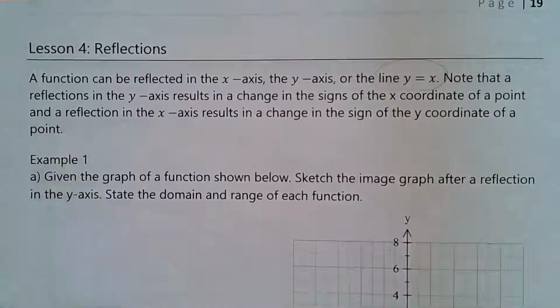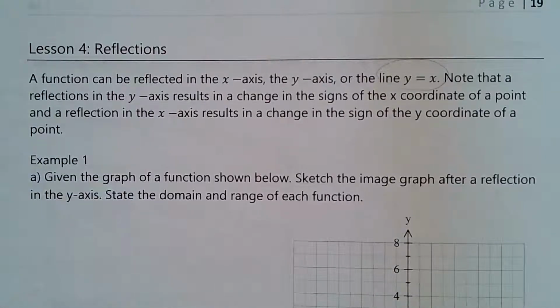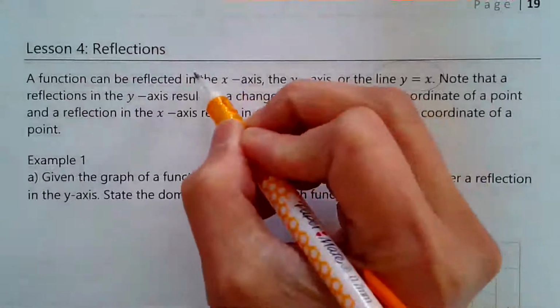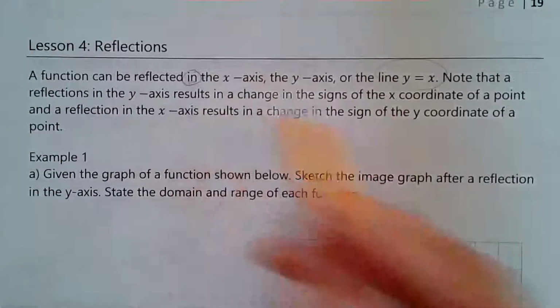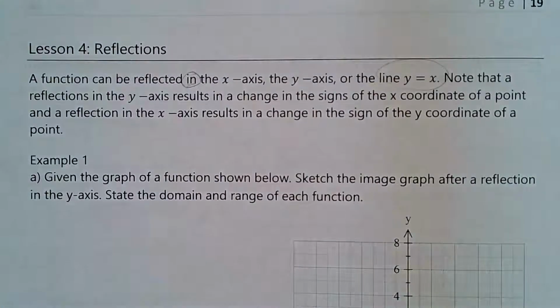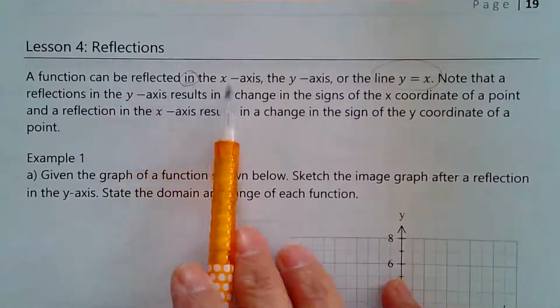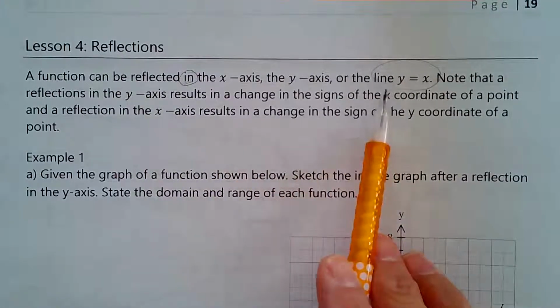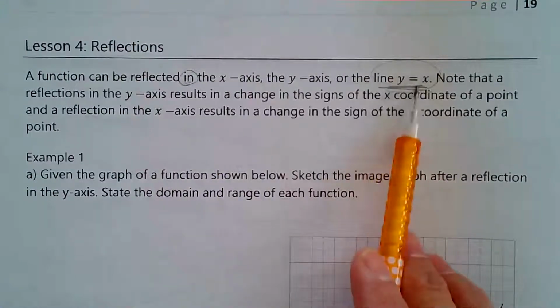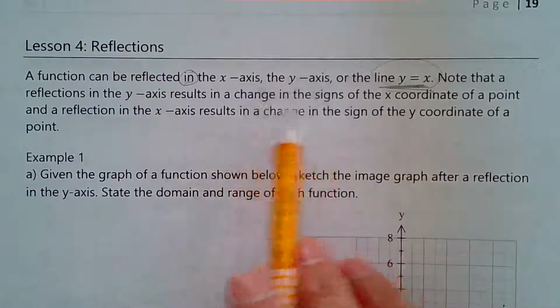A function can be reflected in, okay? Sometimes we use the word in, sometimes we use over, sometimes we use above, okay? So we have different kinds of prepositions for which one is your line of reflection. So reflected in the x-axis, but we know what that means. So over the x-axis and the y-axis, or the line y equals x. This one is brand new. These two, not brand new.